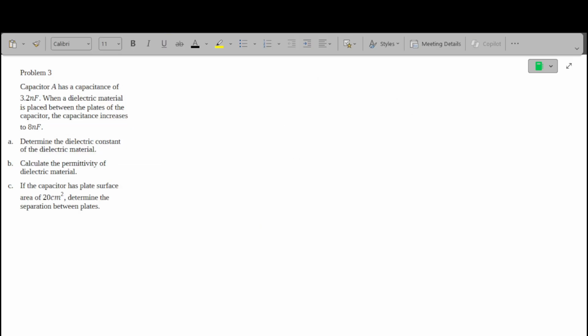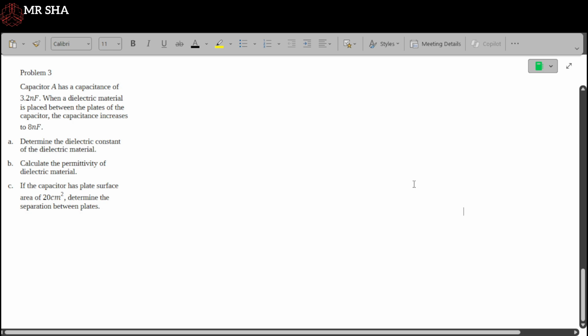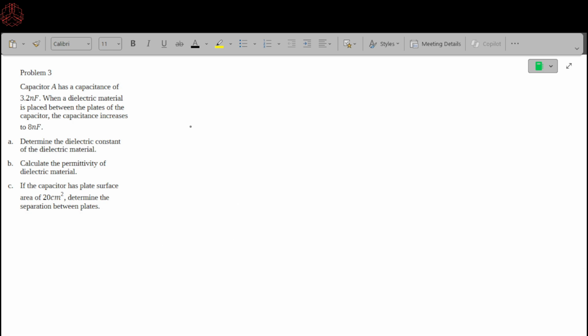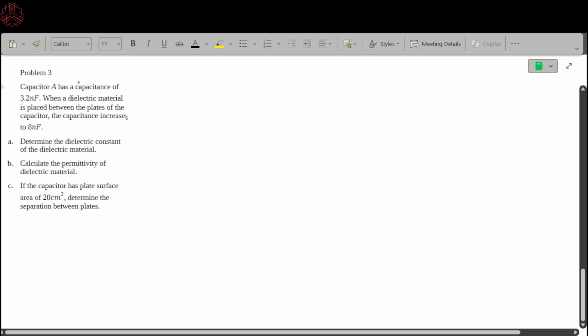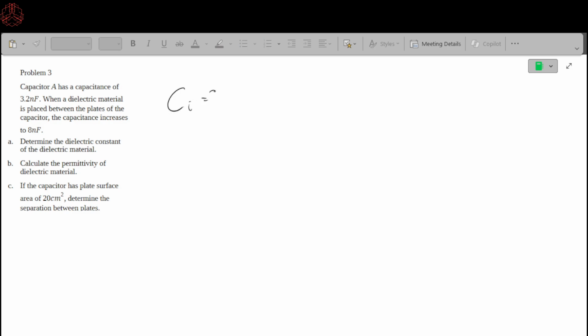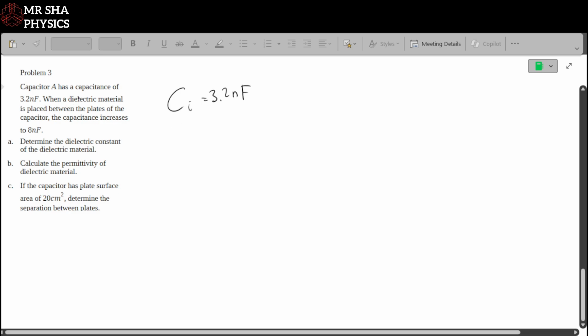Okay, moving on to problem 3. Let's look at the question. This is a question on dielectrics. Capacitor A has a capacitance of 3.2 nanofarads. Okay, so I have an initial capacitance of 3.2 nanofarads, and then when a dielectric material is placed between the plates, the capacitance increases to 8 nanofarads. So my final is 8 nanofarads.